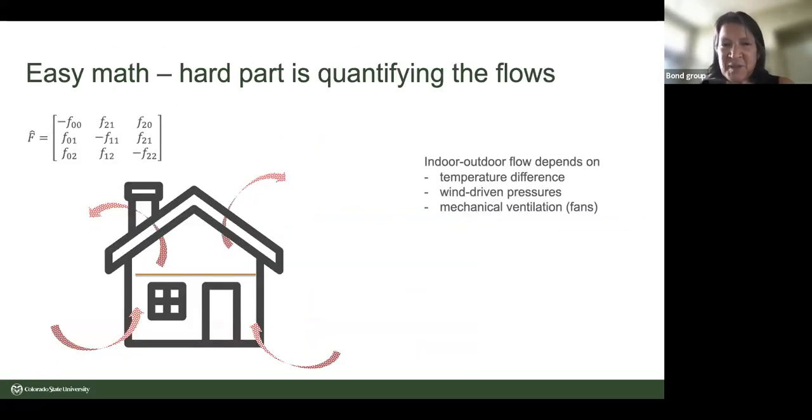So the math is easy, but the hard part is quantifying what the flows are. We've talked about in other meetings how if the outdoor air is colder, you might get flows in at the bottom and out at the top of a house. And that changes depending on temperature differences, wind-driven pressures, mechanical ventilation, and how those all act together. So you can create a model of how concentration of pollutants in a room would change over time, but what are the values of flow that you plug in? And that's what this part of the project is about.